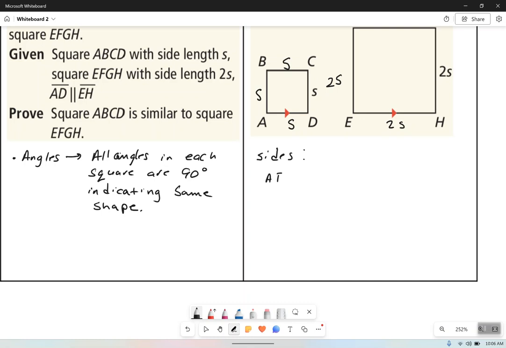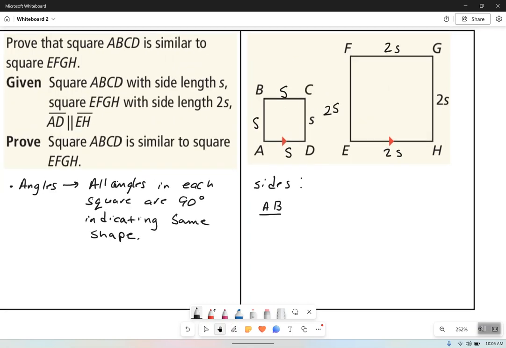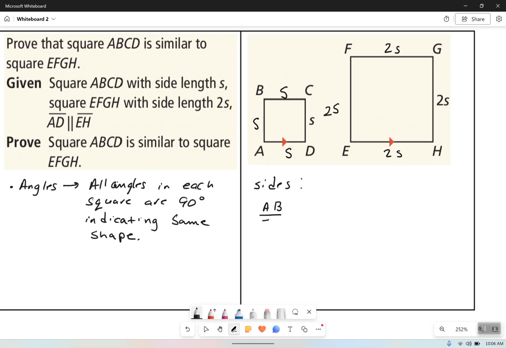All right, let's start with AB. What would AB match up with? EF? I'm going A to B, E to F, right? What would B to C match? FG? How about C to D? What would that match, kids? And how about finally D back to A? What would that match on the other one?